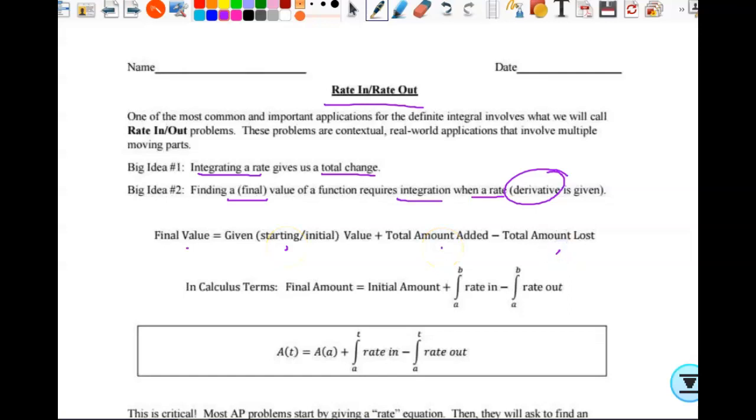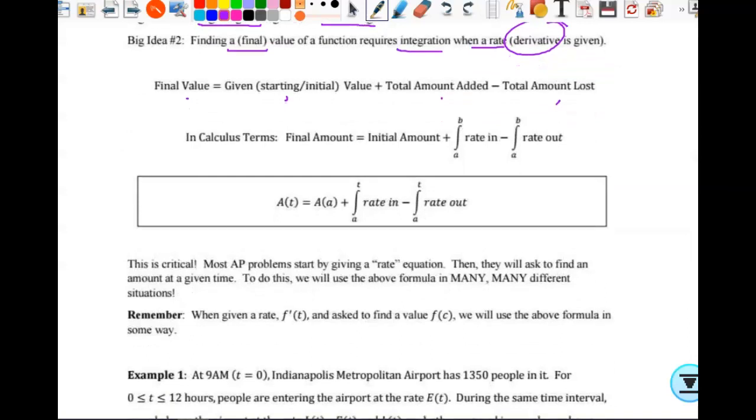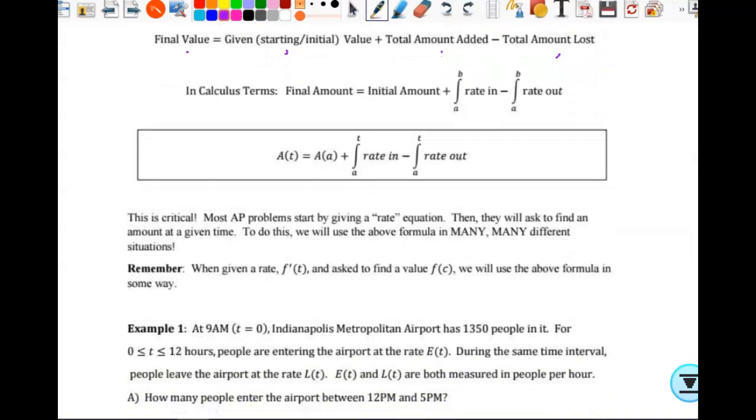amount lost, right? So in calculus terms, your final amount is the initial plus the integral of the rate in minus the integral of the rate out. And so that's what this looks like. Right here, your A of t, that's your total or your final, and then your initial, and then the two rates. Okay? So this is critical. This is very, very important.